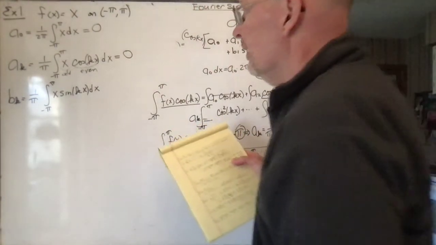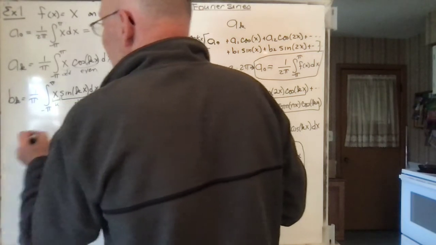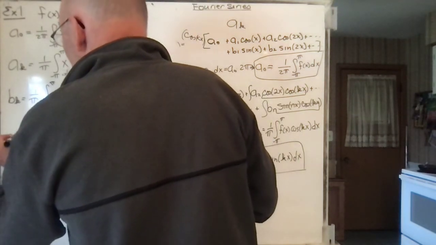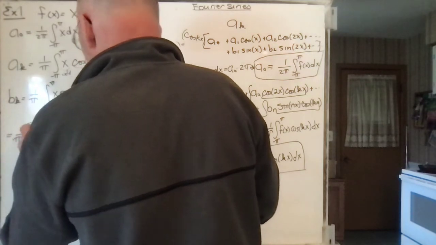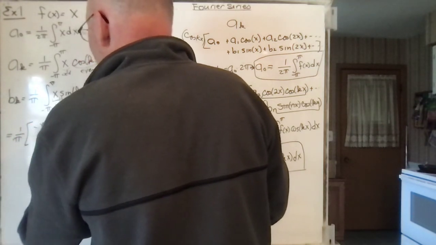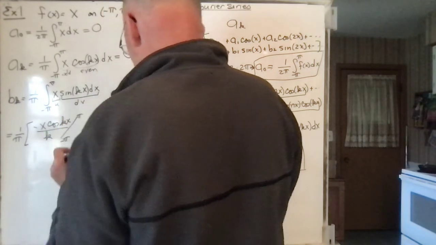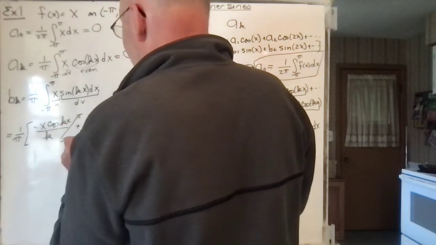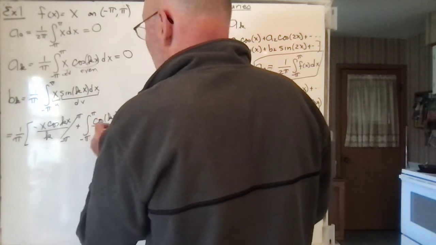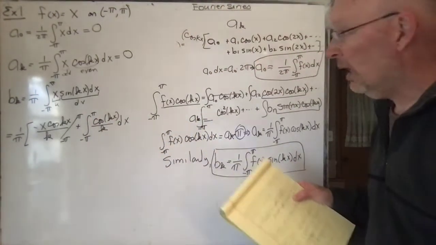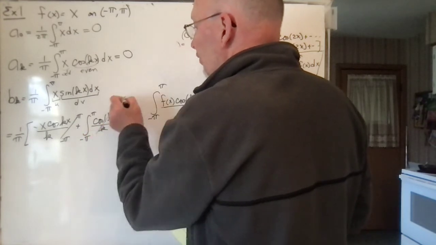Okay, so you're going to get that. Here you have to use integration by parts. So this is going to be your u. This right here is going to be your dv. And so that's going to end up giving 1 over pi times uv, which is negative x cosine of kx all over k from negative pi to pi, and then plus the integral from negative pi to pi of cosine of kx over k dx. And this thing right here goes to 0 again because of the symmetry of the trig function about the origin. So this whole thing is going to be 0.